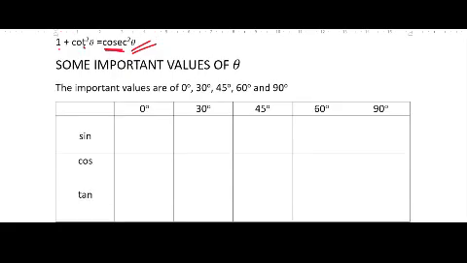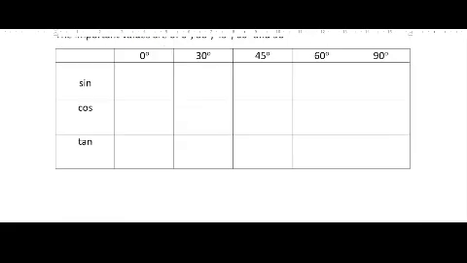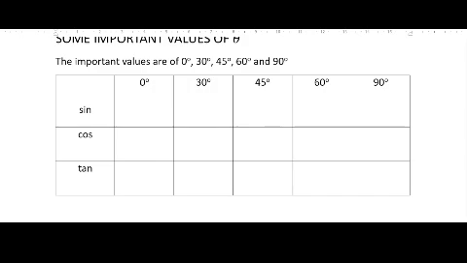Now we will get to the crux of this chapter: important values of theta and their sine, cos and tan. Important values of theta in school are 0, 30, 45, 60 and 90. These are all you have to remember. Why? Because you can make a table out of these, and you will be given equations like what is sine 0 plus cos 45 plus tan 90 plus cosec 45. You will be asked to plug in all these values and then solve it.